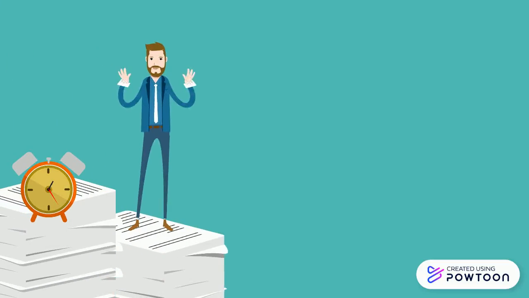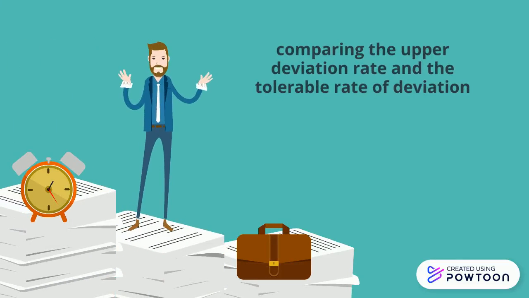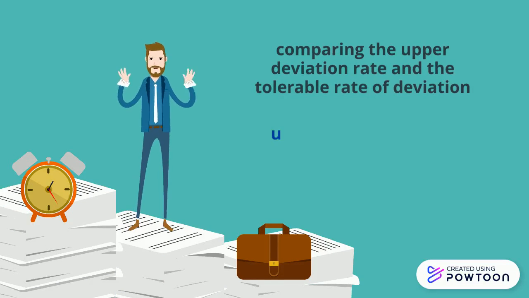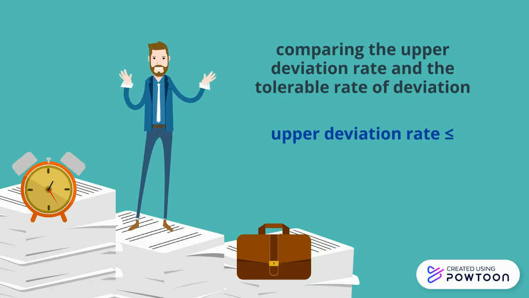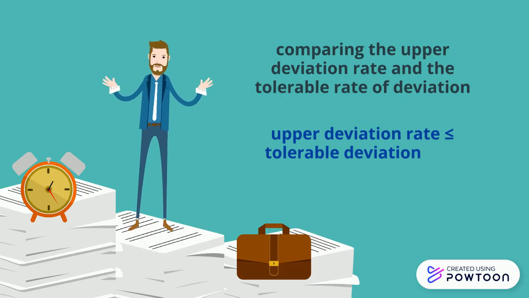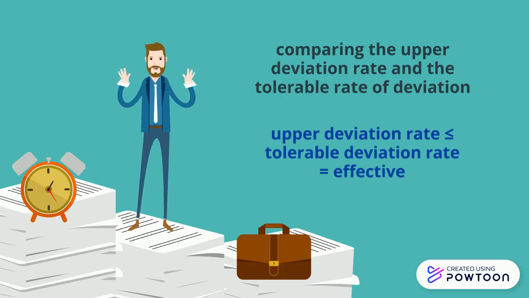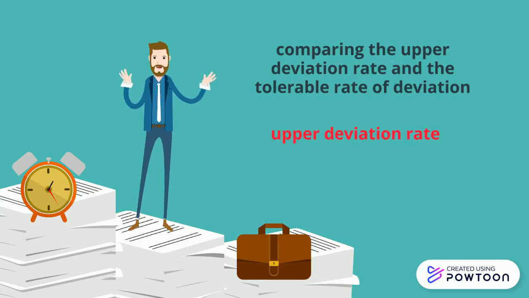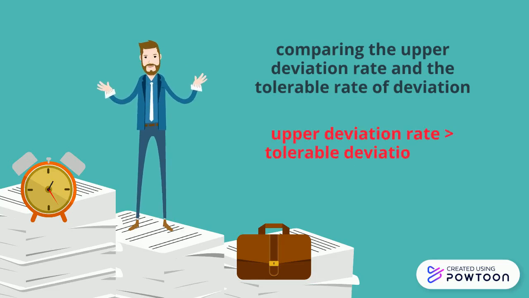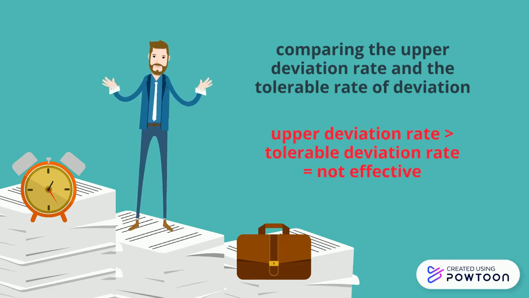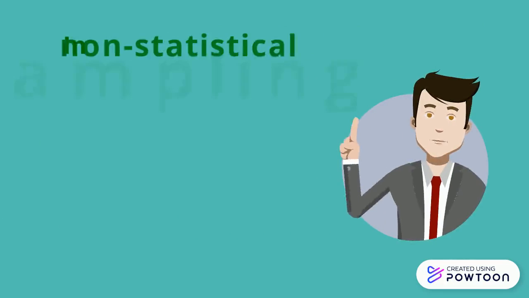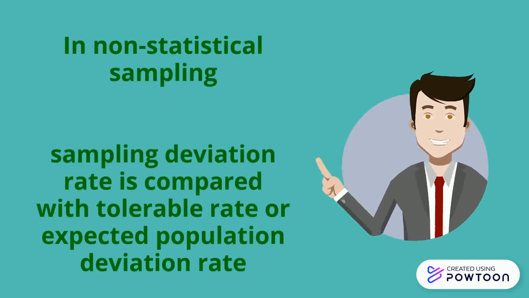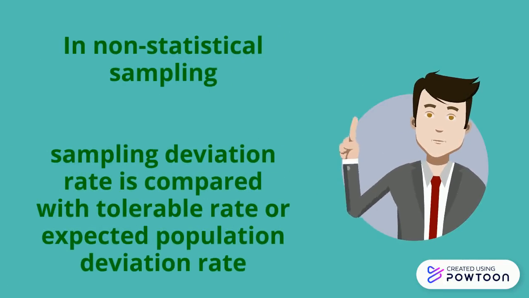The evaluation to assess the effectiveness of control involves comparing the upper deviation rate and the tolerable rate of deviation. If the upper deviation rate is equal to or less than the tolerable deviation rate, the control is effective. While if the upper deviation rate is greater than the tolerable deviation rate, it suggests that the control is not effective. In non-statistical sampling, the sample deviation rate is compared with the tolerable rate or expected population deviation rate.